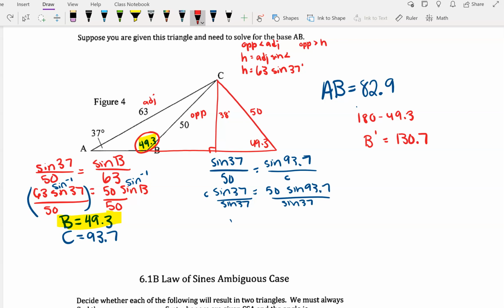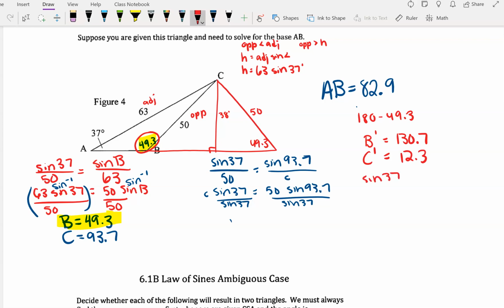I'm just going to do this on my other calculator because it's quicker. 180 minus 37 minus 130.7 gives us that C prime is going to be 12.3. Now that's what we can use to do law of sines one final time.